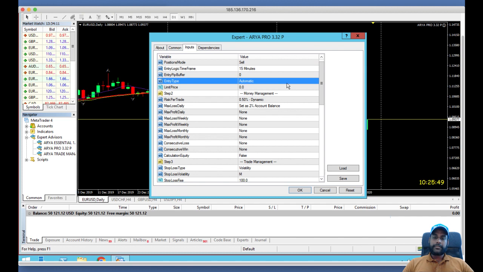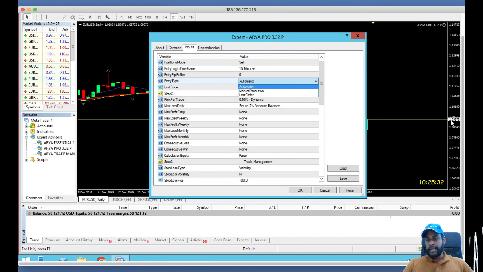The entry type, there are different entry types: automatic, market execution, and limit order. Market execution is basically where when you click on sell or whatever, the trade will be opened at the market price. The market price right now is 109.37. We said that we want to sell the euro dollar at 110.50. So we will not choose market execution because the price is not good for us.